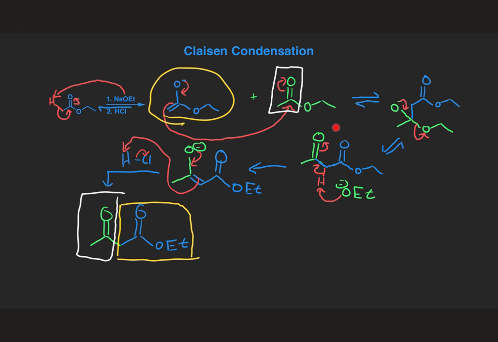This first irreversible step here, where we deprotonate the alpha hydrogen, is the second alpha hydrogen on this carbon that we've deprotonated. And so for the Claisen reaction to work, the starting ester must have 2 alpha hydrogen atoms.